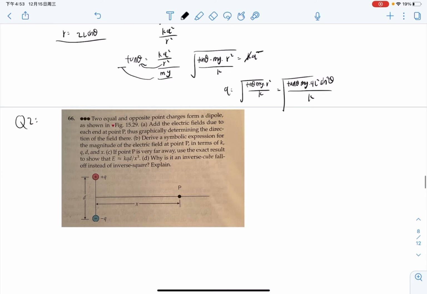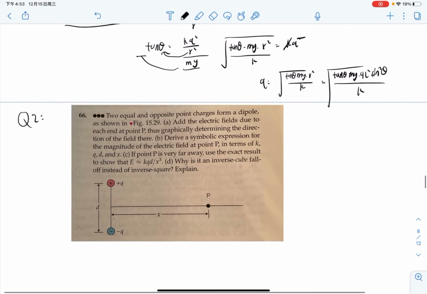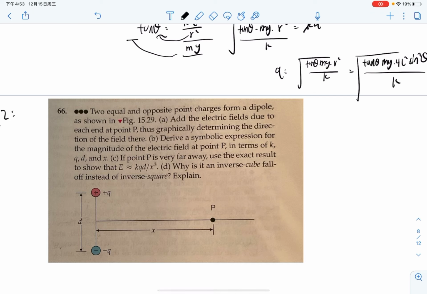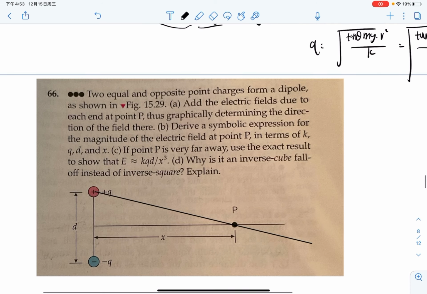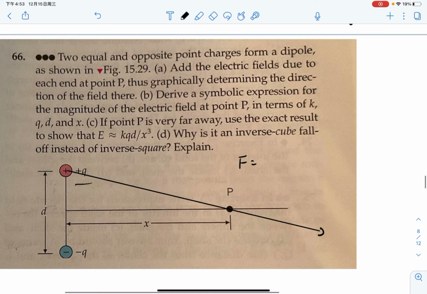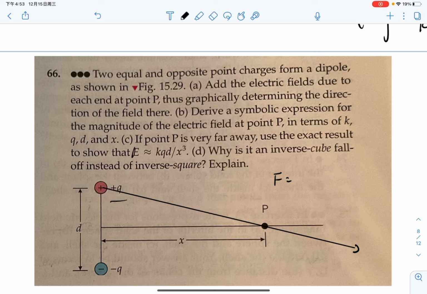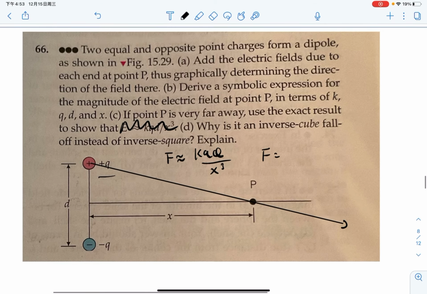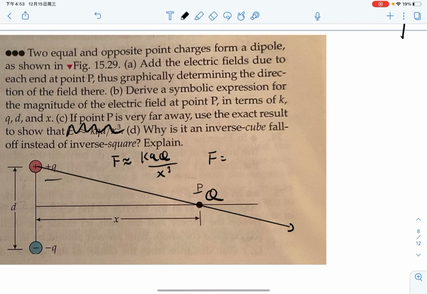Okay, moving on to the second question, which I find kind of interesting. For the first plus q, we know the electric force is equal to F is equal to, okay, wait a second. Because you guys didn't learn about E, let me erase it and change it to F is approximately kQ big Q divided by x cubed. And at the point P, there's a particle with charge Q.